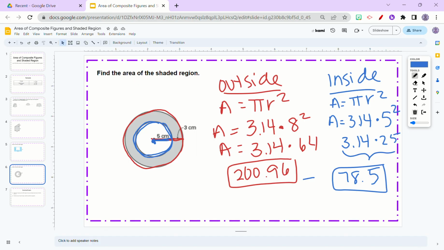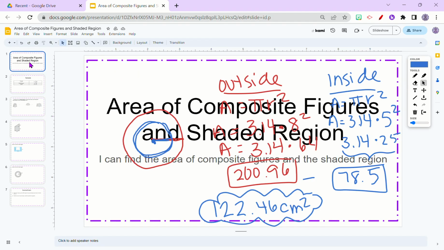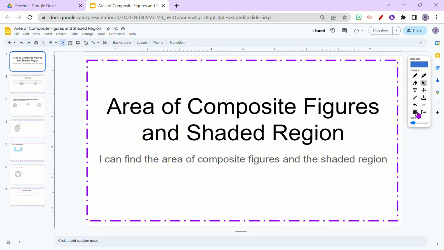And when you subtract, you end up getting 122.46 centimeters squared. That's for the total of the shaded region, the total area of the shaded region. All right, so that's all. I hope you learned how to find the area of composite figures and the area of the shaded region.